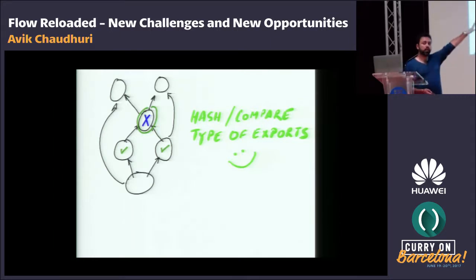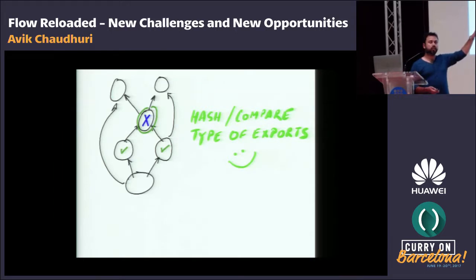So then the next idea is that we started hashing and comparing the types of exports of a file, and if those exports did not change, then we cut the rechecks. This is also a very, very reasonable, very simple idea, but the exact mechanics of how this function works is a little tricky. I wouldn't say it's too tricky.